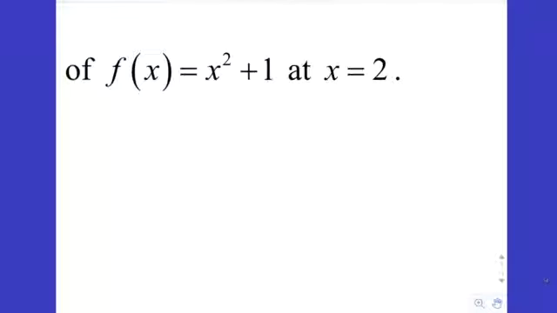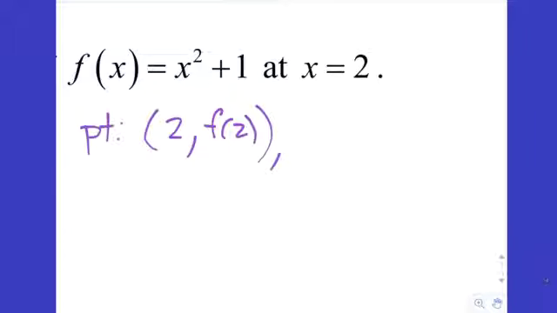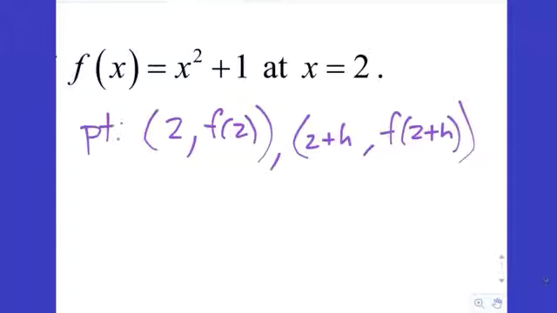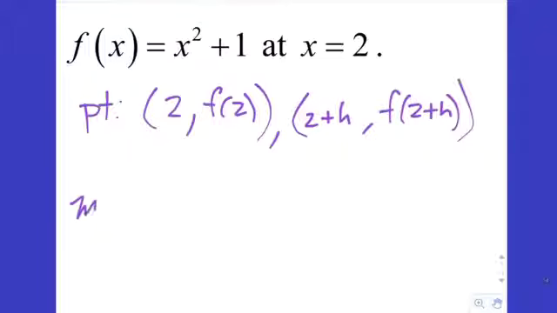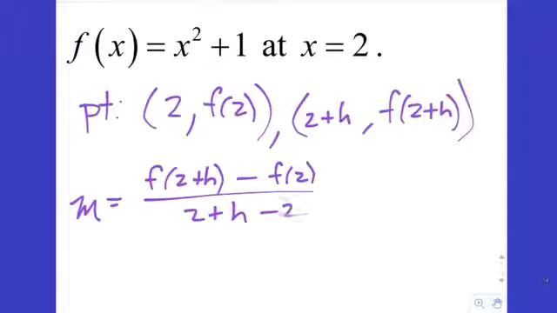Let's find it. Let's create our 2 points. The point of interest is 2, f of 2, which we can find pretty easily. And the other point that we're going to use, wink, wink, is 2 plus h, f of 2 plus h. Don't tell anyone it's not an actual point, okay? It's just another arbitrary point that's h units away. So those are our 2 points. So just like in the warm-up, we'll find the slope. It's going to be f of 2 plus h minus f of 2 all over 2 plus h minus 2.